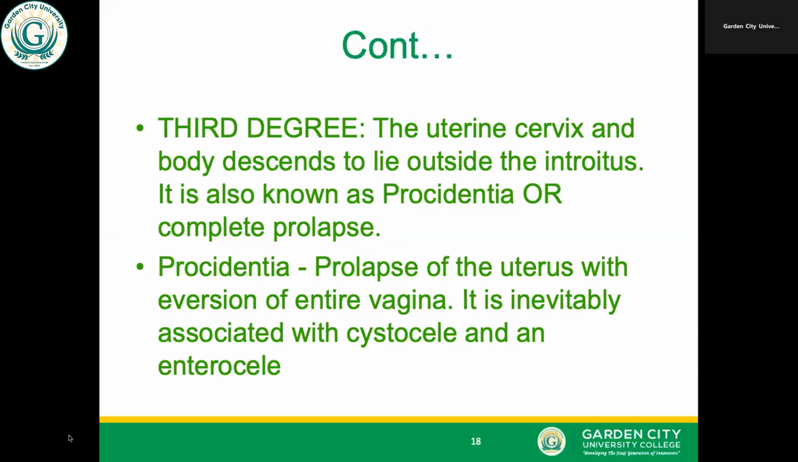The uterine cervix and the body descend to lie outside the introitus, and it's termed the procidentia. With this one, the cervix and the body all go out of the vagina, and this is what is called the third degree or the procidentia, and that is the severest form of the degrees of uterine prolapse. The prolapse of the uterus with eversion of the entire vagina is inevitably associated with cystocele and then enterocele.